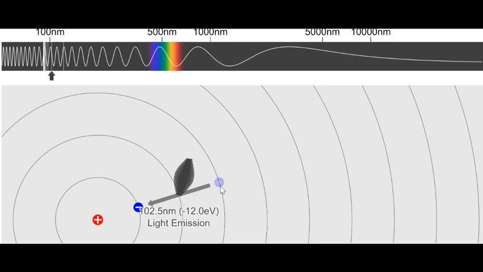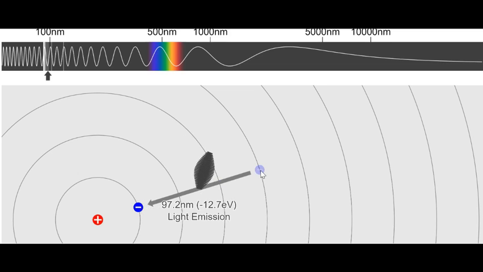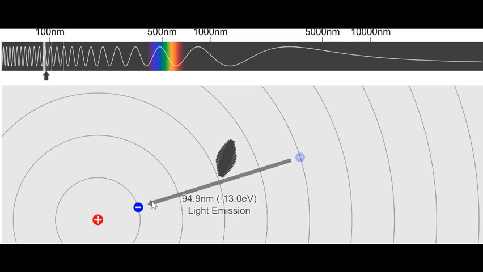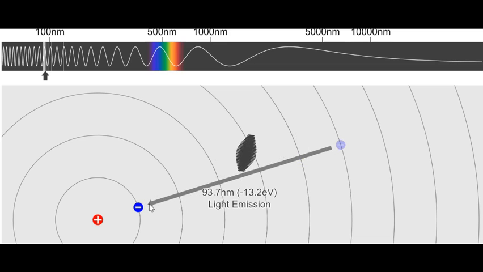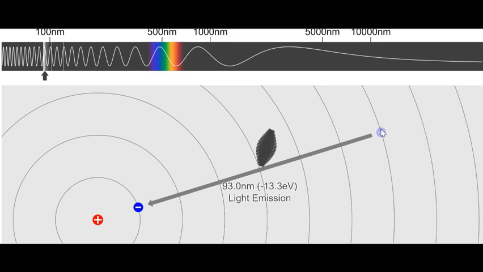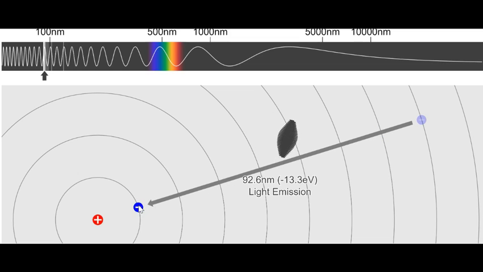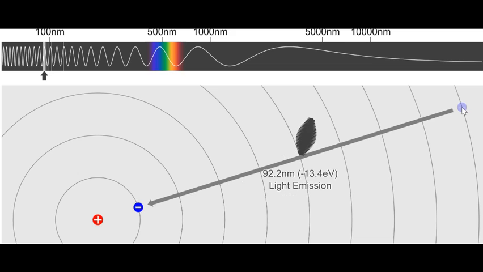Similarly, if this electron makes a transition from n equals 3 to n equals 1, then also it releases some energy. Similarly, if it makes a transition from n equals 4 to n equals 1, it releases some energy. Similarly, from n equals 5 to n equals 1, and from n equals 6, 7, 8, 9 to n equals 1, it releases some energy.